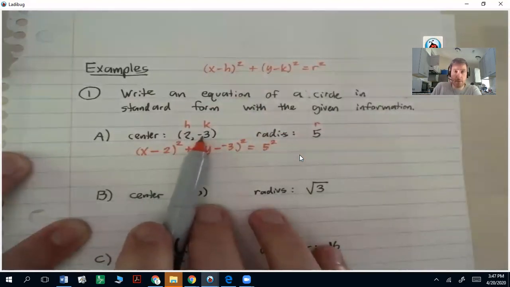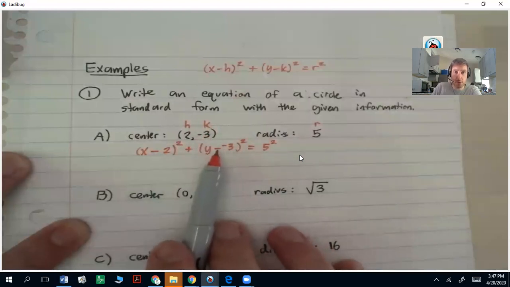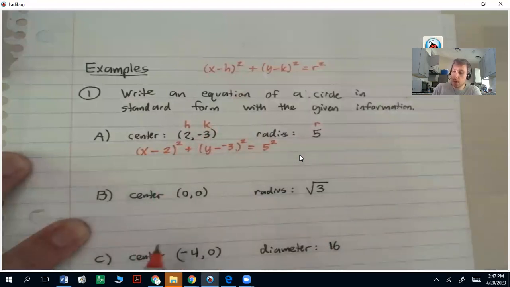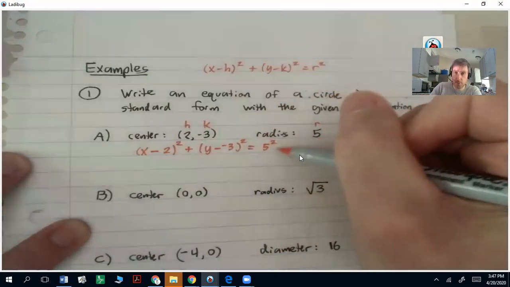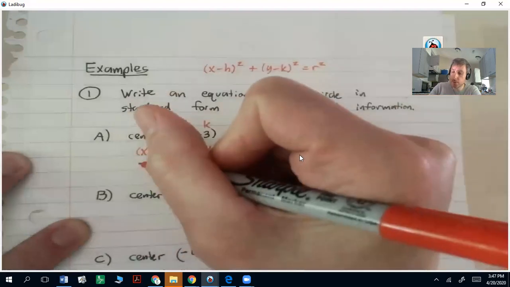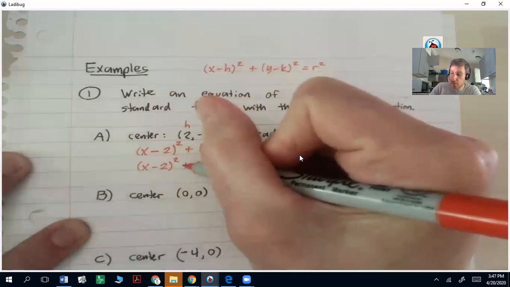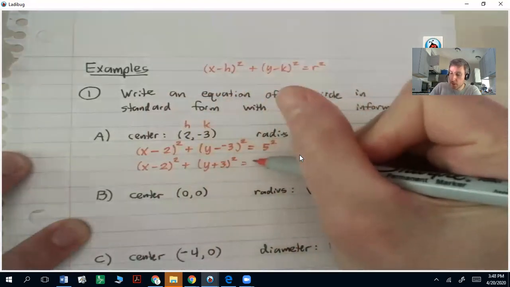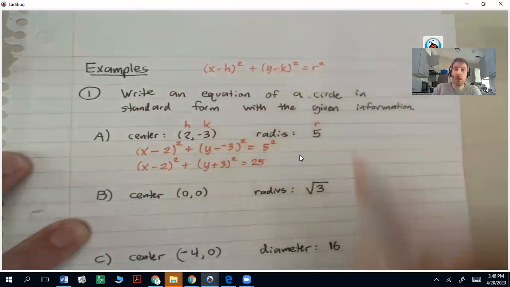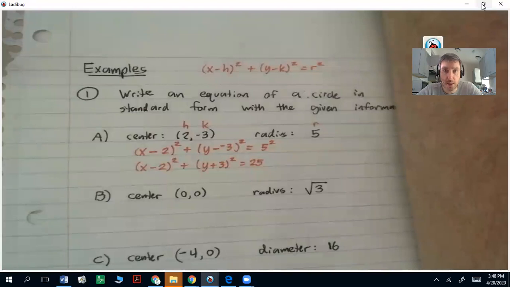But because this -3 was the k value, that's actually going to switch the sign there. So instead of saying y minus -3, you'd like to just say y plus 3. And we generally don't write 5 squared. We're going to write that as whatever 5 squared equals. So the simplified version to write that in is x minus 2 squared plus y plus 3 squared is equal to 25. Now you don't have to graph every single one of these, but you could put that in Desmos to see what that equation looks like.